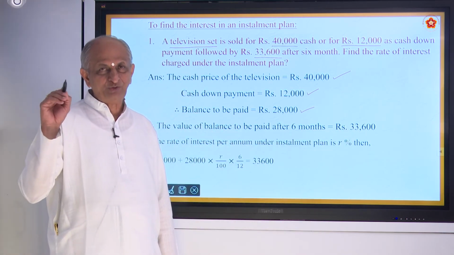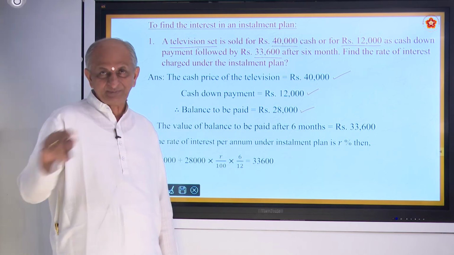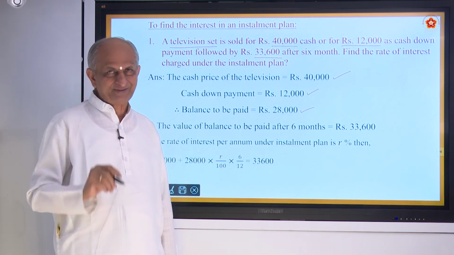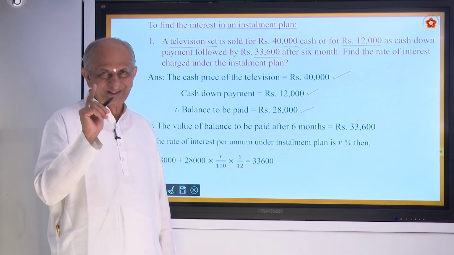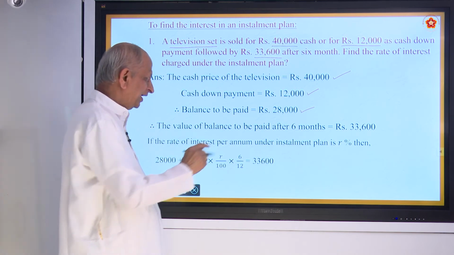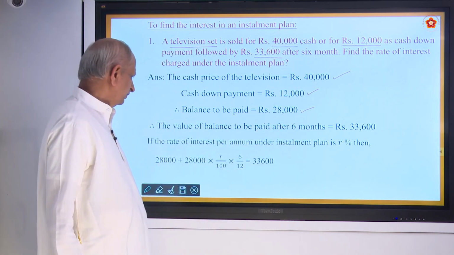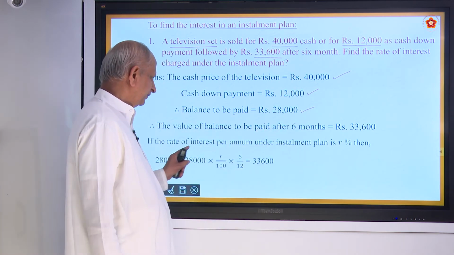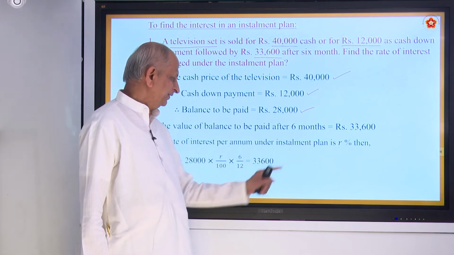Why does he charge so much? Because for 6 months he will be in loss. The person who sells the TV will be in loss. That's why he charges a little more. So the rate of interest per annum under the installment plan is R%.